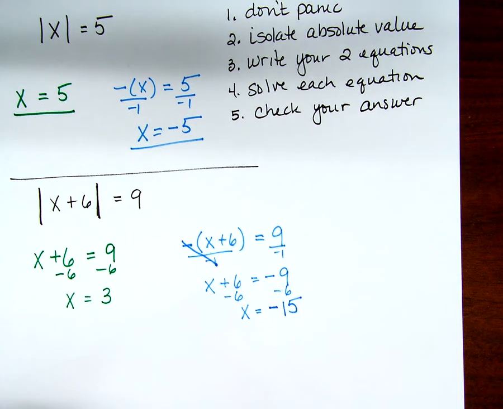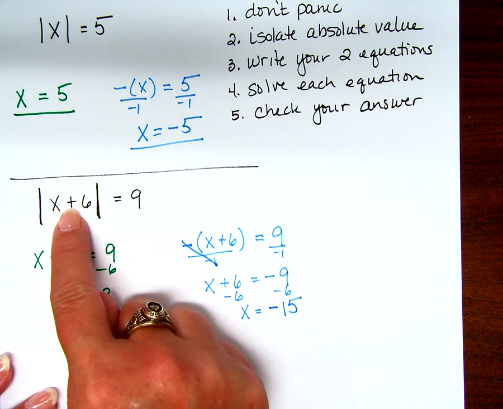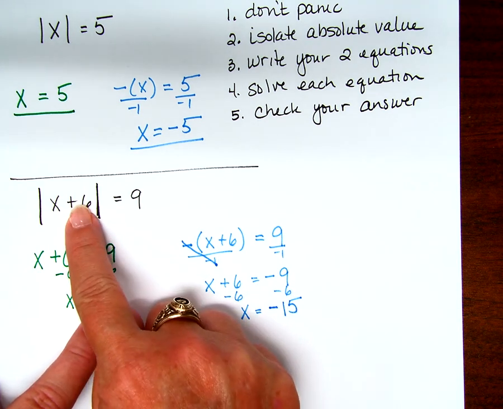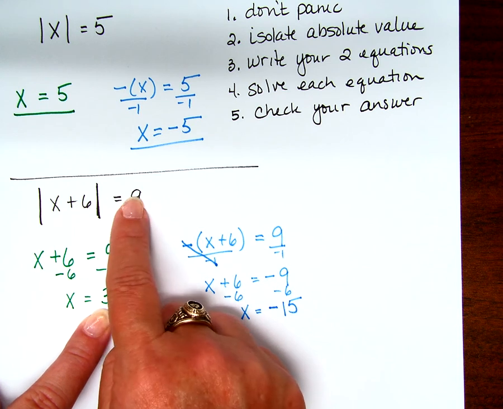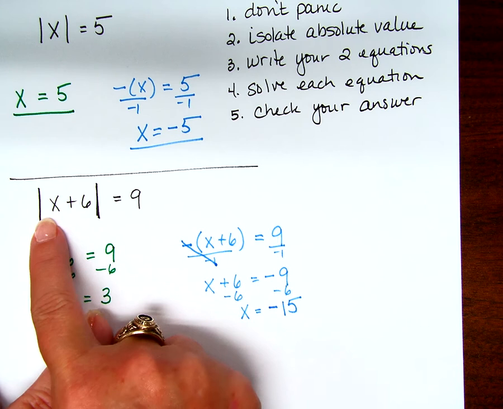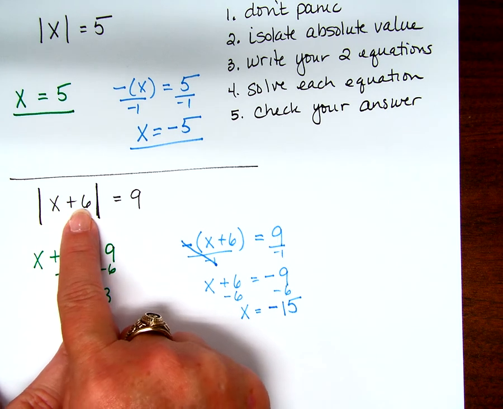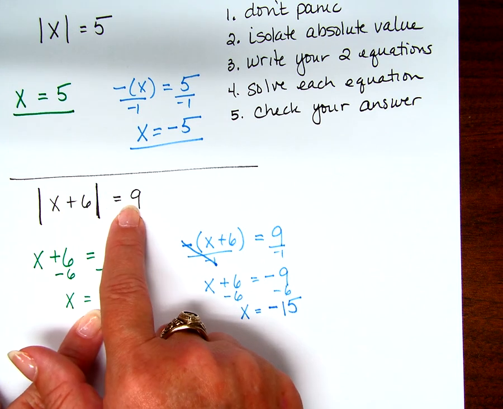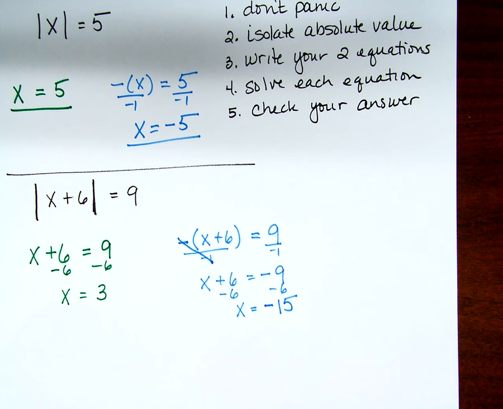Now I need to check my answers. 3 plus 6. What's the absolute value of 9? 9. Does 9 equal 9? Then that one is correct. What about this one? Negative 15 plus 6. Negative 9. What's the absolute value of negative 9? 9. Does 9 equal 9? Perfect. Then both of these are correct.